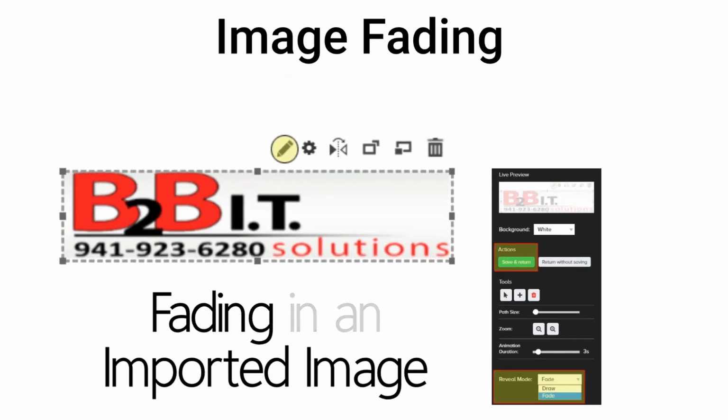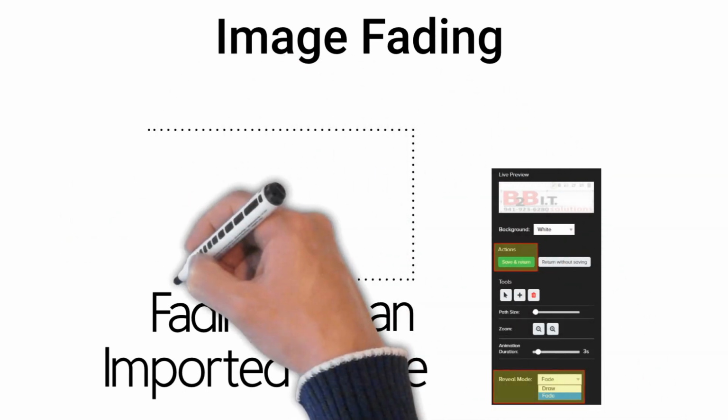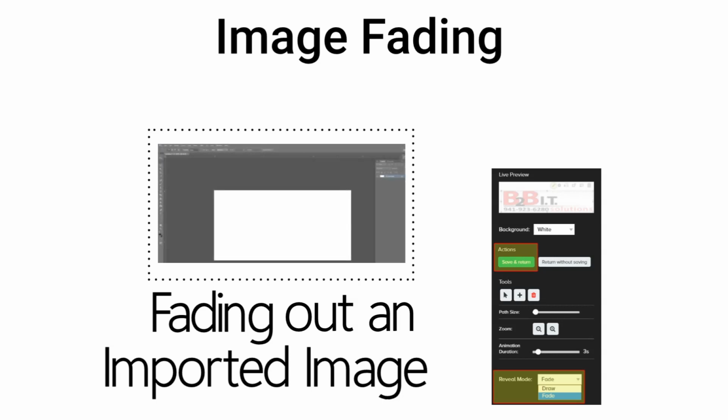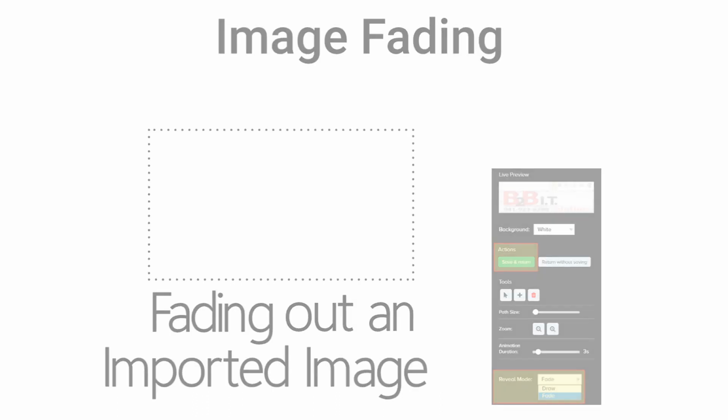To create your fade out effect for the whiteboard, you will need to create a white rectangle or square without borders in your photo editing program and import that into Doodly. Drag that white rectangle over the image you are attempting to fade out and set the reveal mode to fade for that rectangle. This will create your fade out effect in Doodly.